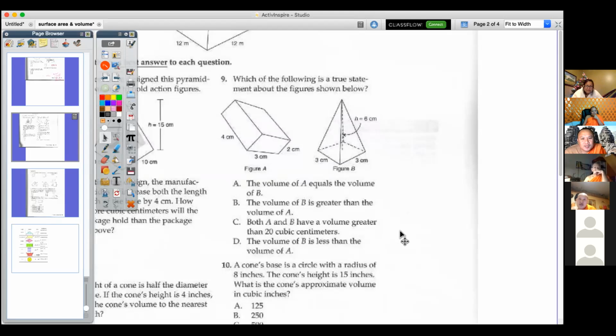4 times 3 is 12, 12 times 2 is 24. Very good. Yes. Oh, cm square. Can you write cm square? Yeah, the unit. Centimeter square. Okay, very good. So I think you have one more.